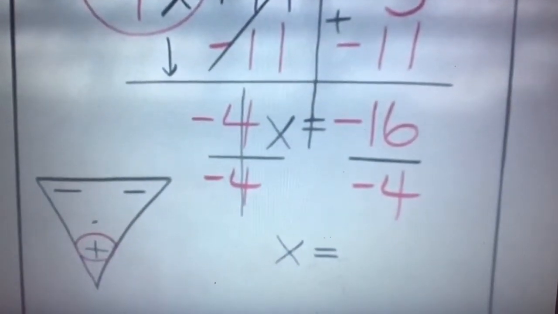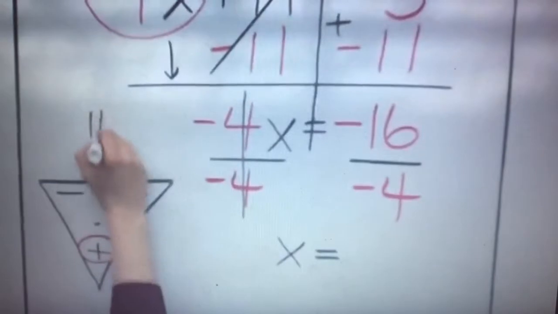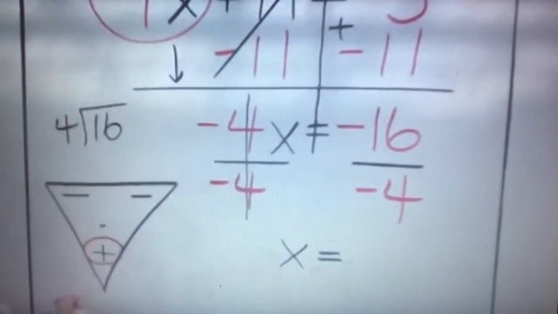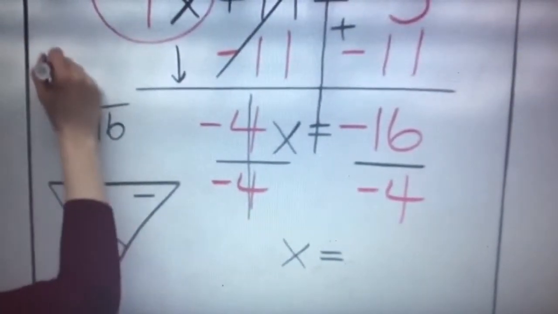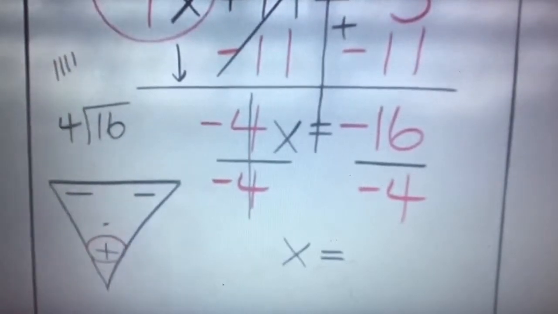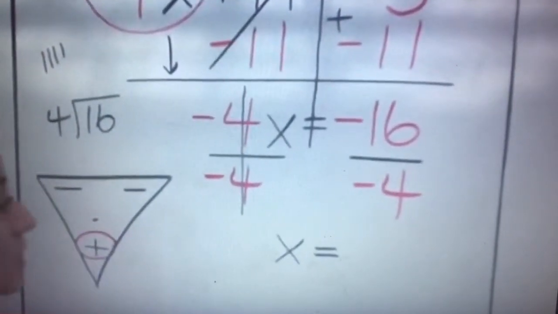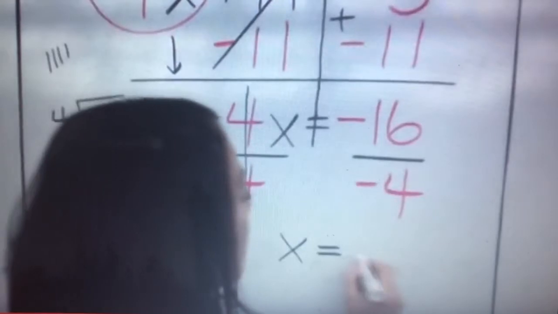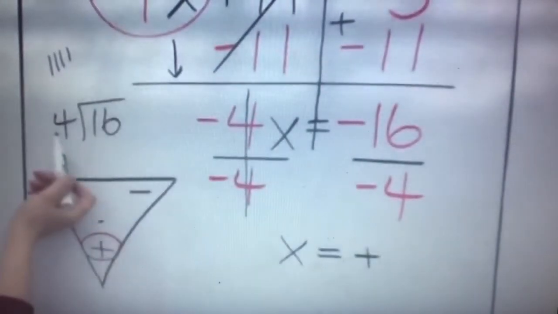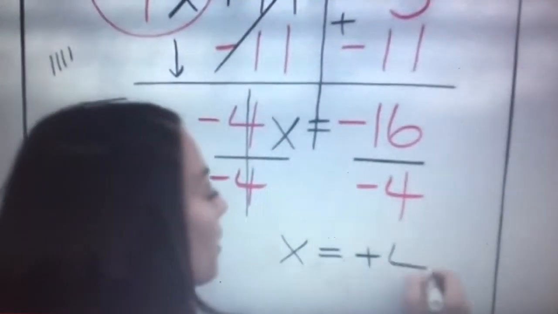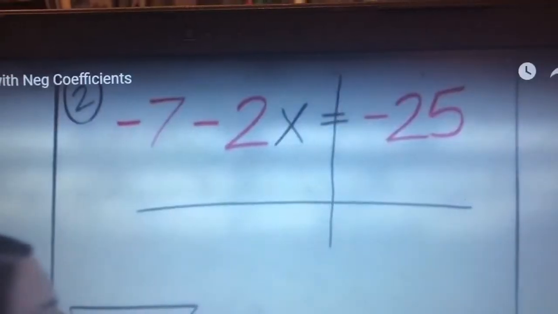Okay, so just do the division part. We're really talking about 16 divided by 4. We skip count by 4. We say 4, 8, 12, 16. So the answer is going to be a positive what? How many times did I skip count by 4? It will be a positive 4.